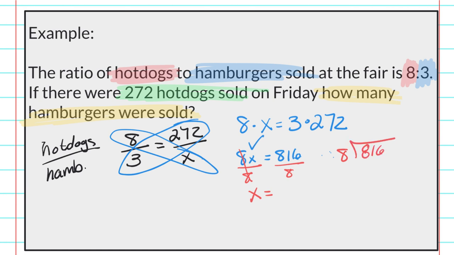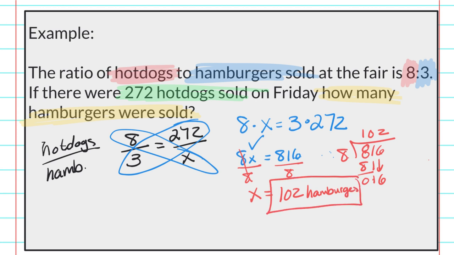8 goes into 816. How many times? Well, 8 goes into 8 once. Bring down the 1. 8 can't go into 1, put a 0. Bring the 6 down. 8 goes into 16 how many times? 2. So x equals 102. So there are 102 hamburgers sold on Friday.